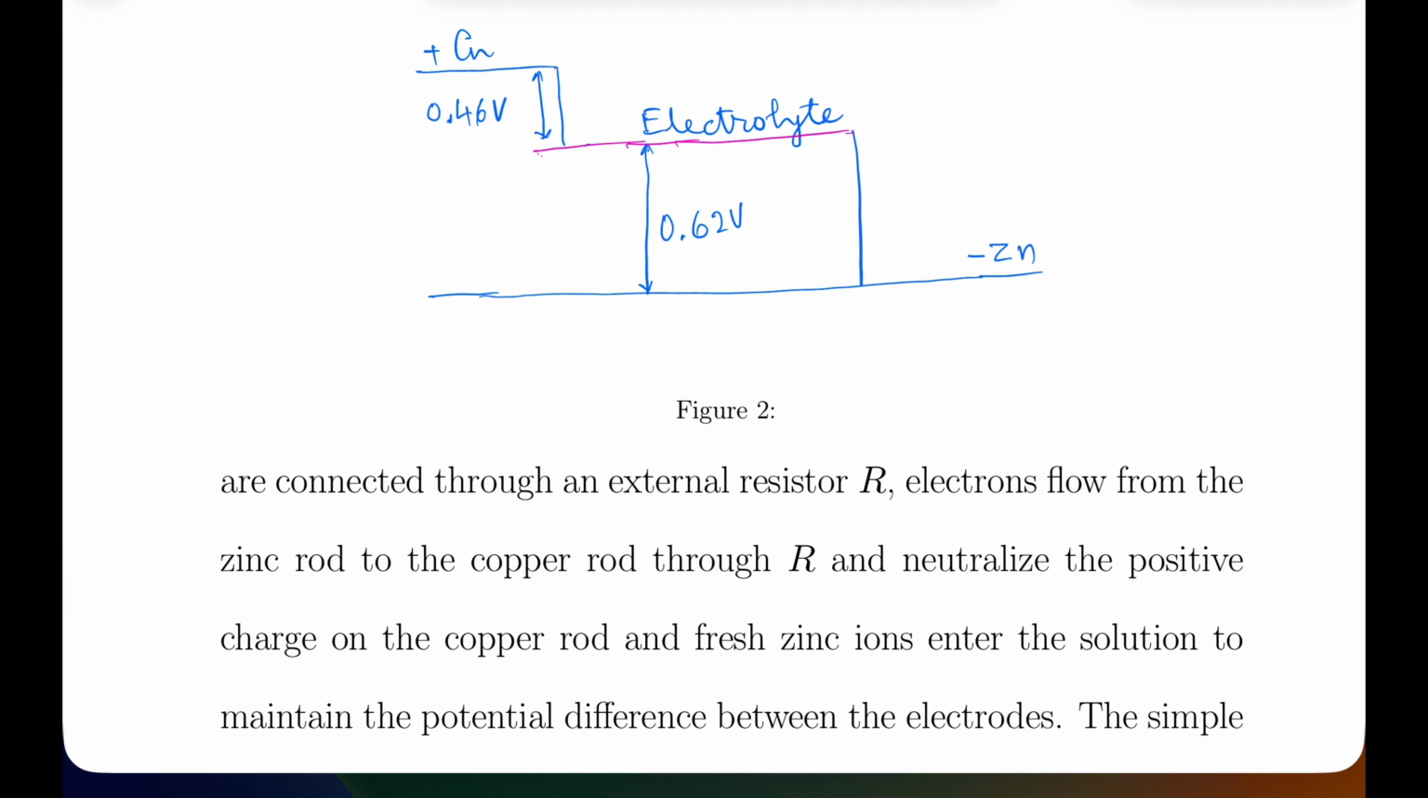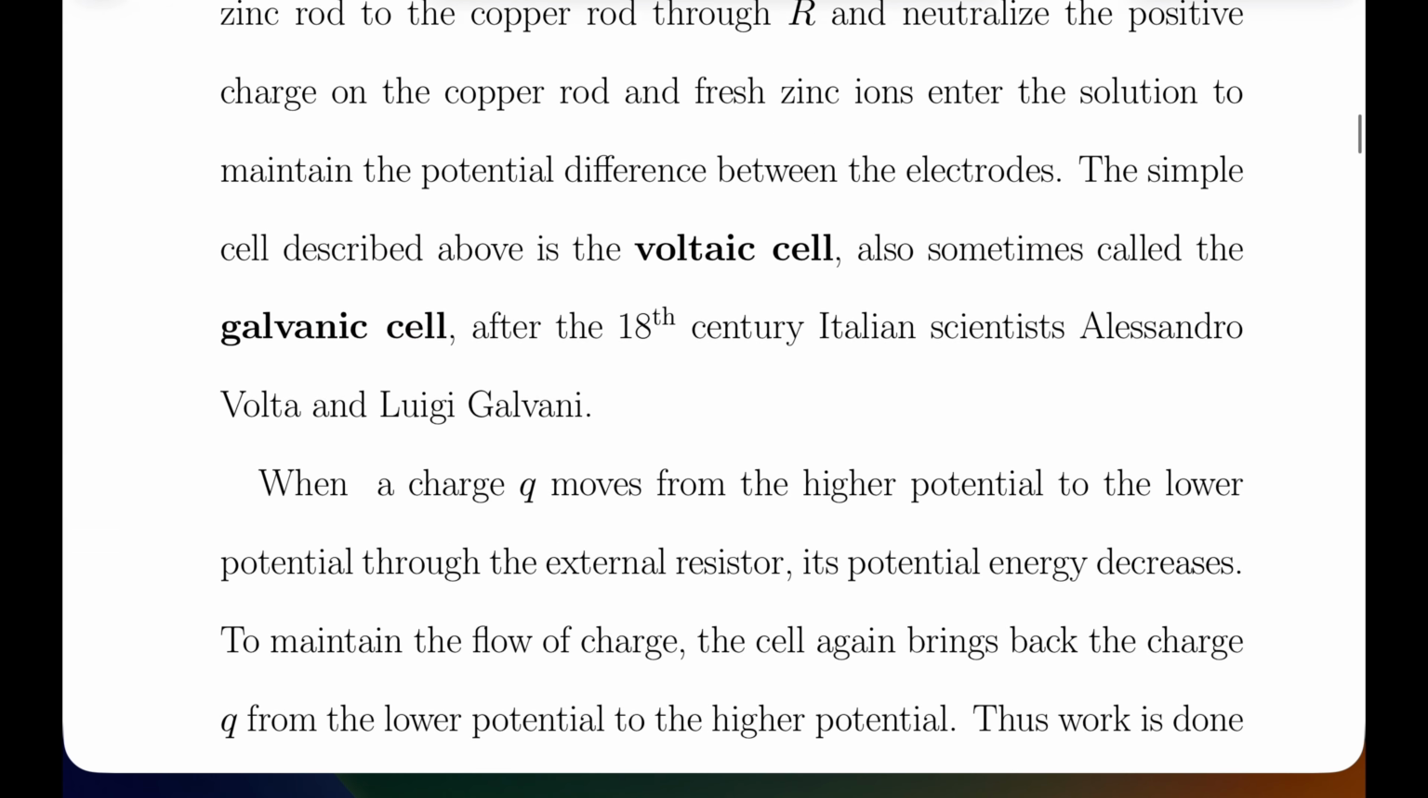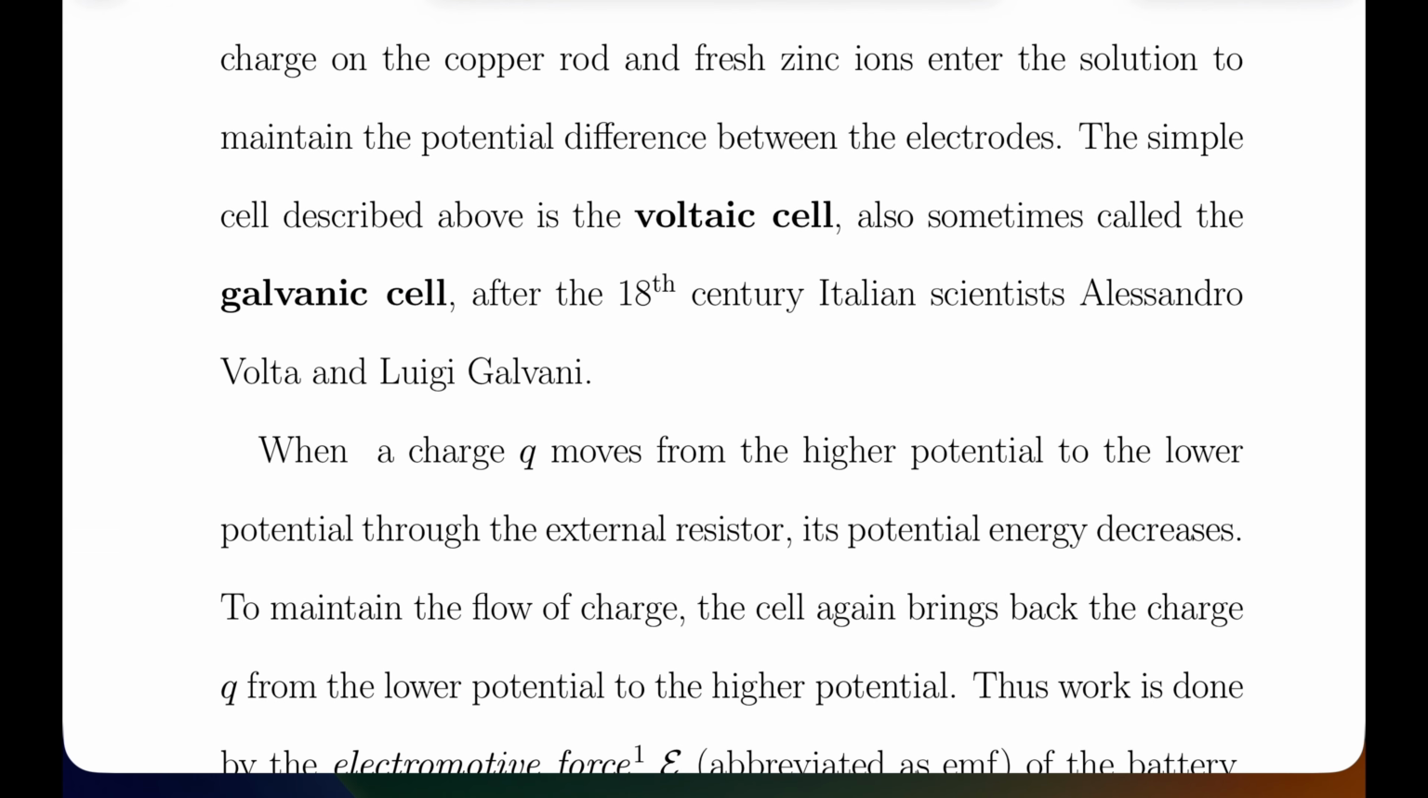In figure 2, we have shown that the copper rod is at a positive potential of 0.46 volt with respect to the electrolyte, and the zinc rod is at a negative potential of 0.62 volt with respect to the electrolyte. The total potential difference between the copper and the zinc rods is thus 1.08 volt. The simple cell described above is the voltaic cell, also sometimes called the galvanic cell, after the 18th century Italian scientists Alessandro Volta and Luigi Galvani.